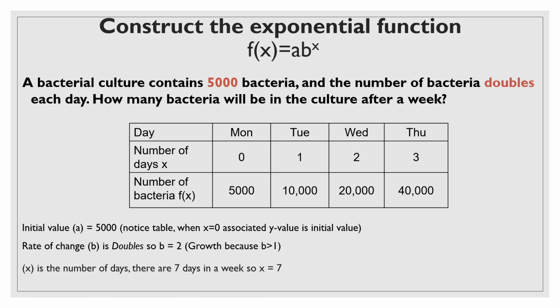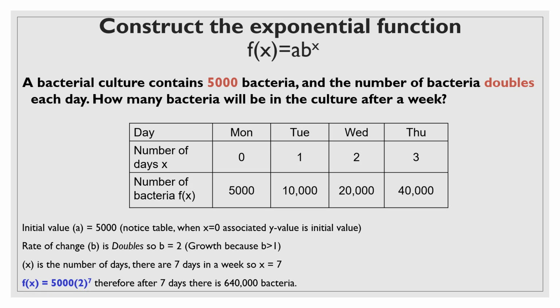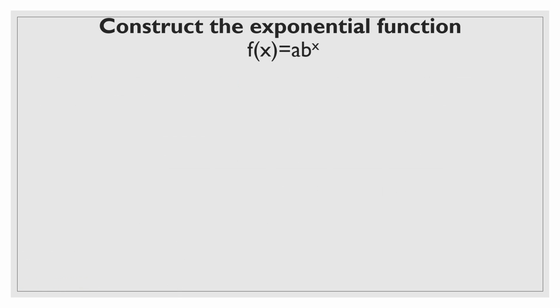Now the x is the number of days, where x is equal to 7. There are 7 days in the week, so x is equal to 7. So our bacteria after 7 days is 640,000. In other words, the function of our situation is f of x is equal to 5,000 times 2 raised to x.